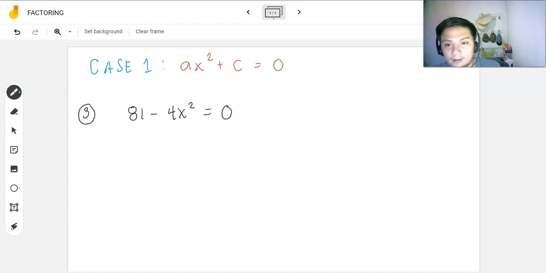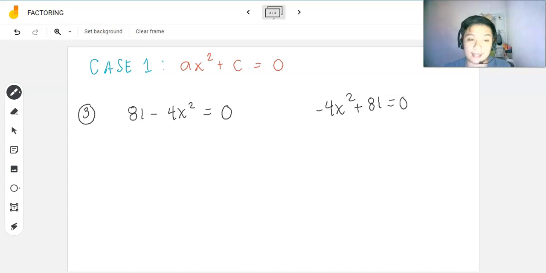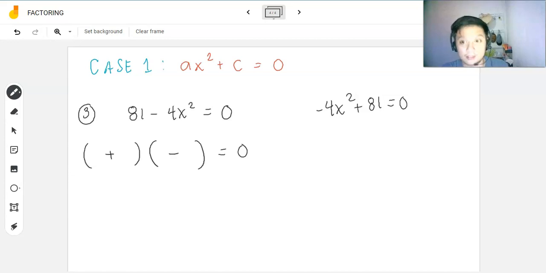But again, if you wish to see its standard form, ganito siya. Negative 4x squared plus 81 equals 0. Pero ito nga, sa ganitong ayos natin makikita that this is, again, a case of difference of 2 squares. So, we go ahead and prepare the two pairs of parentheses. And then, again, may plus sign sa loob ng isa, and then minus sign dun sa pangalawa. What is the square root of 81? So, it means that is equal to 9. So, ibig sabihin, 9 will be the first term in each binomial factor.